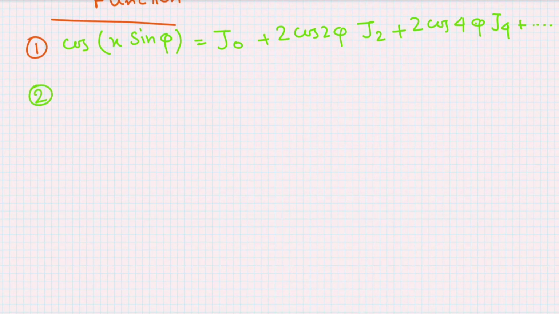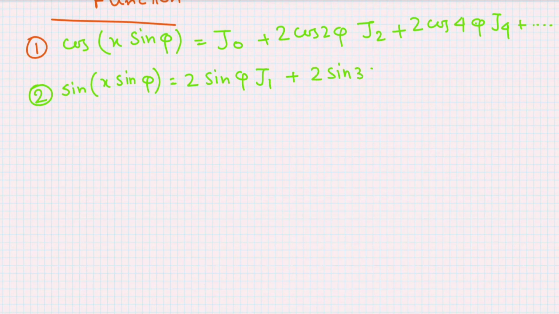Number 2 is sin of x sin phi. This is equal to, you can write, 2 sin phi J1 plus 2 sin 3 phi J3 plus so on.